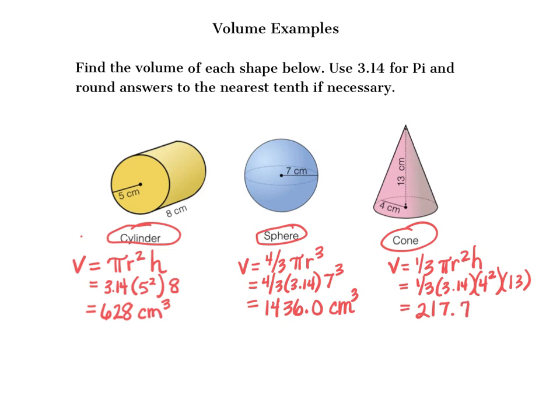So I would just round that to 217.7. And I do need to also put centimeters cubed on this one as well, because again, all volume is cubed, no matter what the shape you're finding it of. And so that's how you do volume of a cylinder, sphere, and cone. And again, that's pretty straightforward. There's not much to it other than just taking your formulas, and they're going to be given to you, and plugging in what you have given to you, and then rounding your answers. So it's all pretty simple.